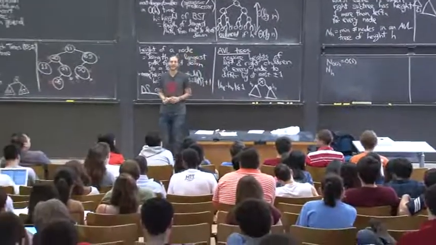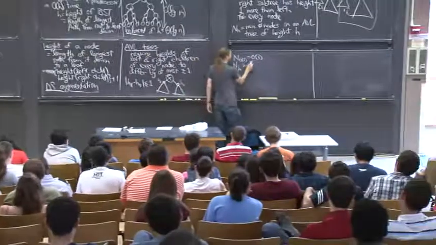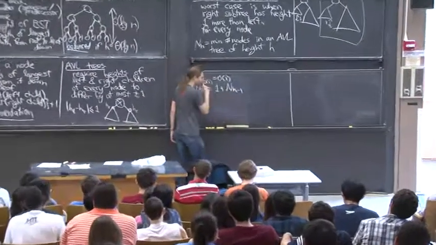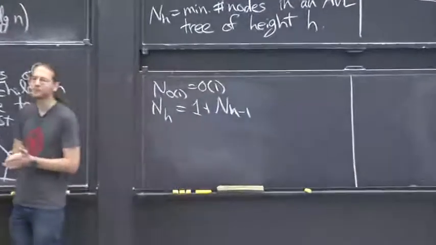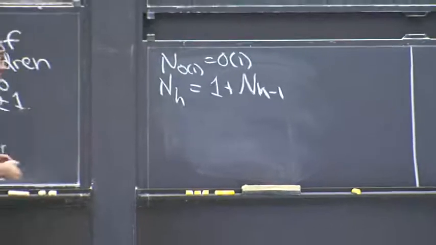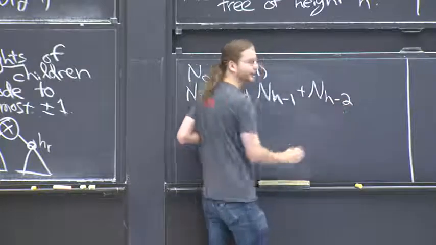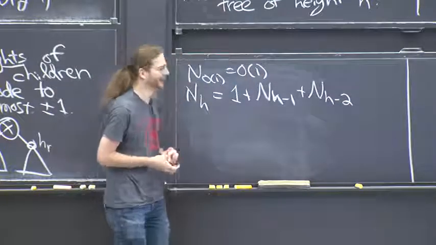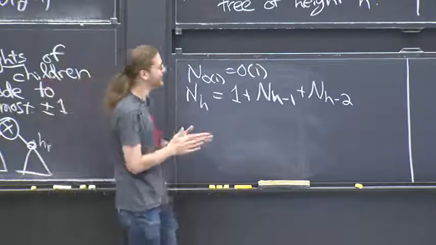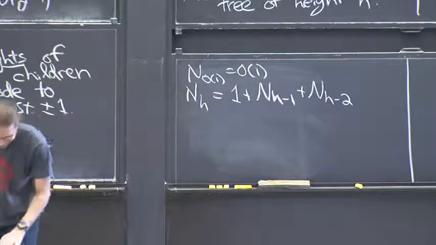Yeah? 1 plus n sub h minus 1? Not quite. Yeah? n sub h minus 1 plus n sub h minus 2. Do you want the 1 plus? You do. So it's a collaboration. To combine your two answers, this should be the correct formula. Let me double check. Yes.